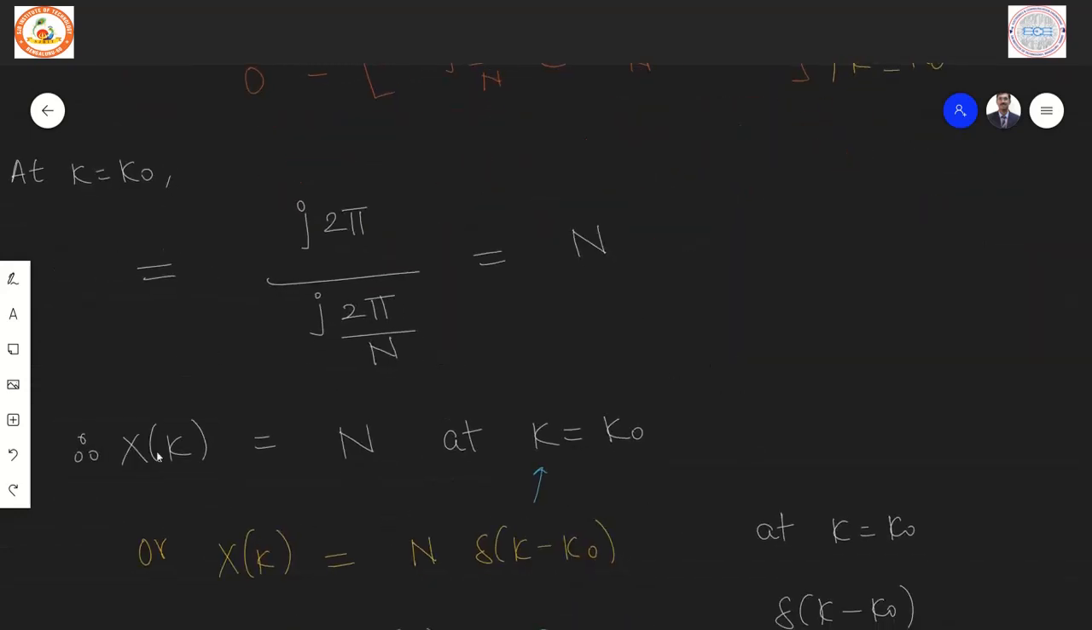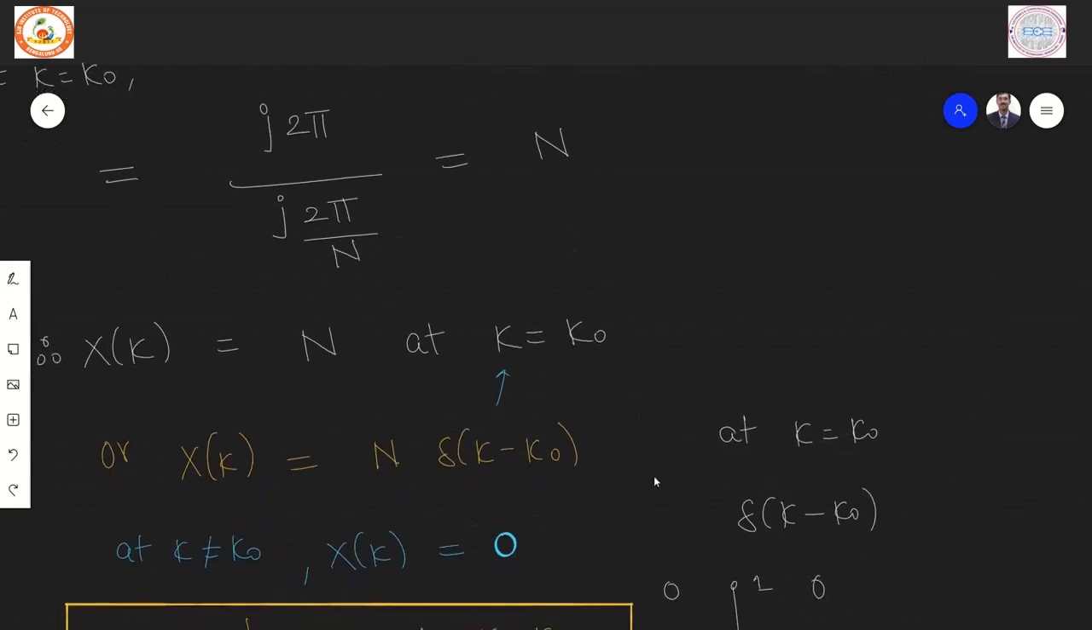So therefore, the expression for x of k could be written as equal to N at k is equal to k naught, and for the rest of the values it is equal to 0. Or alternatively, x of k is equal to N times delta of k minus k naught.